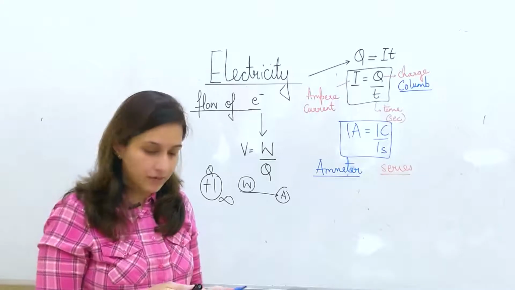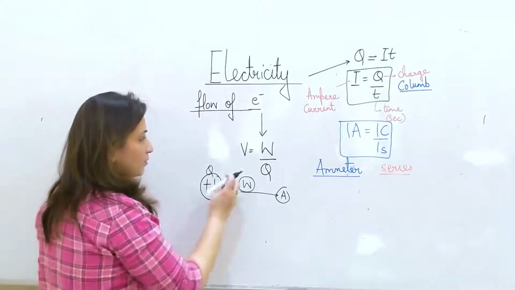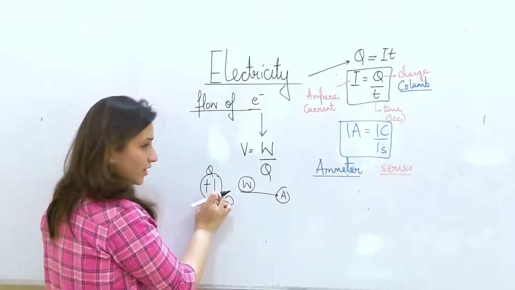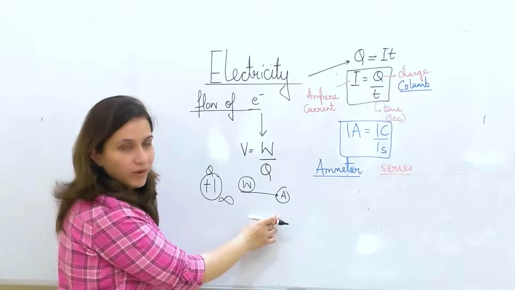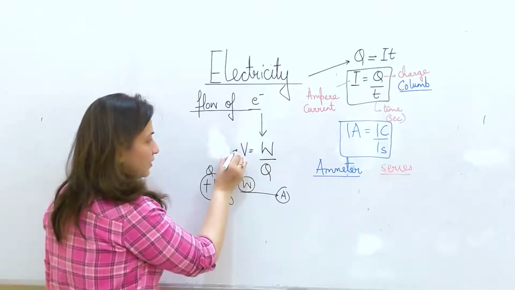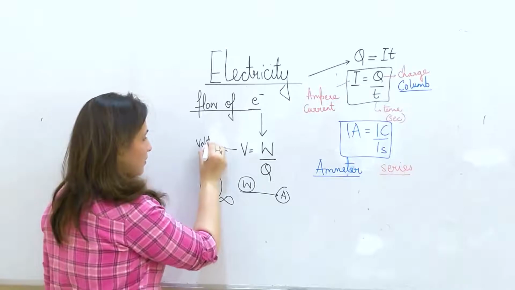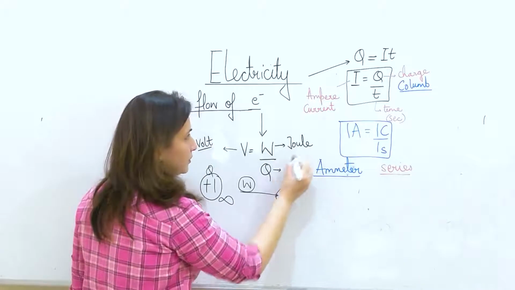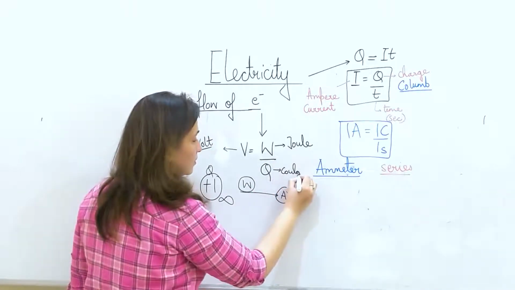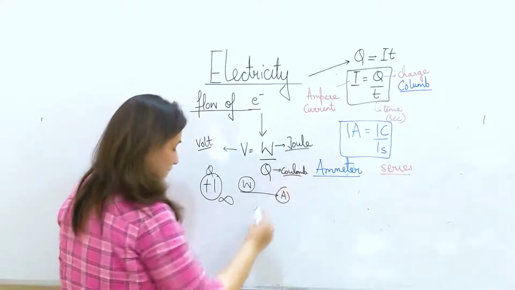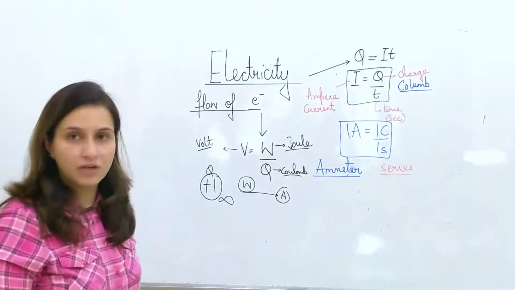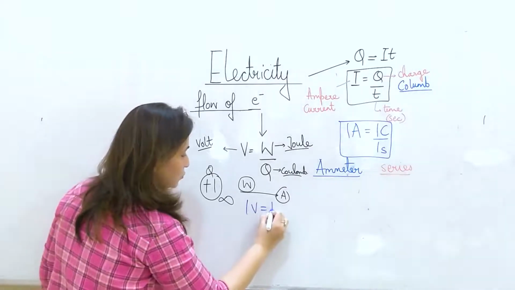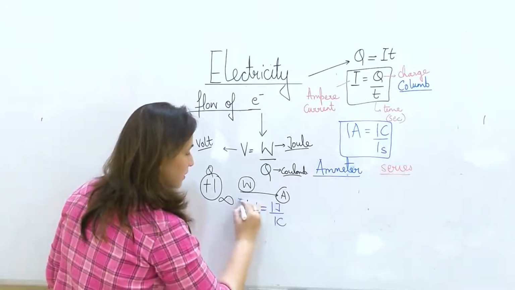So V is what? Electric potential. It is the amount of work done in moving a unit positive charge, plus 1, from infinity to a point. The SI unit of potential difference is volt. The SI unit of work done is joule, again after the name of a scientist. The SI unit of charge is coulomb. So in other words, 1 volt is equal to 1 joule upon 1 coulomb.